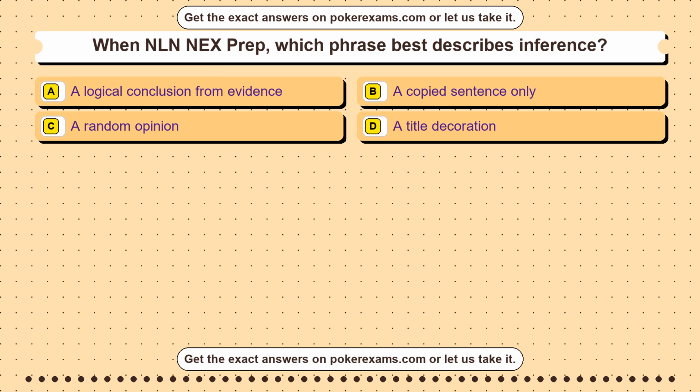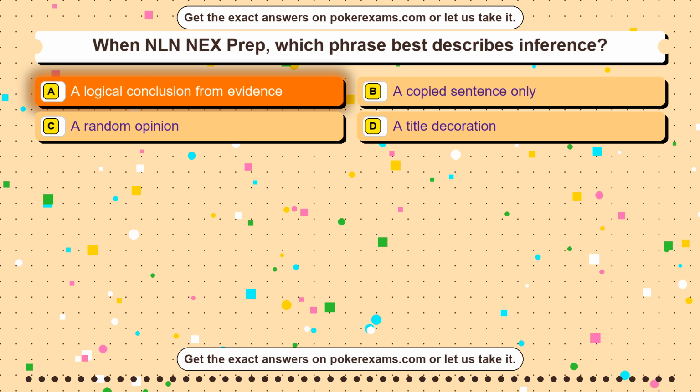Question 29. When NLN NEX Prep, which phrase best describes inference? Option A. A logical conclusion from evidence. Option B. A copied sentence only. Option C. A random opinion. Option D. A title decoration. The correct answer is option A.